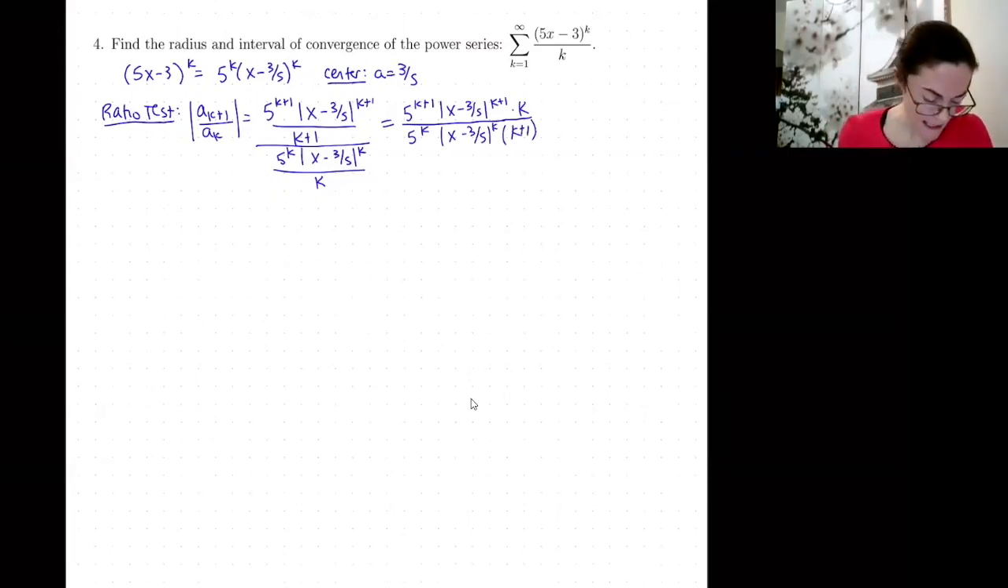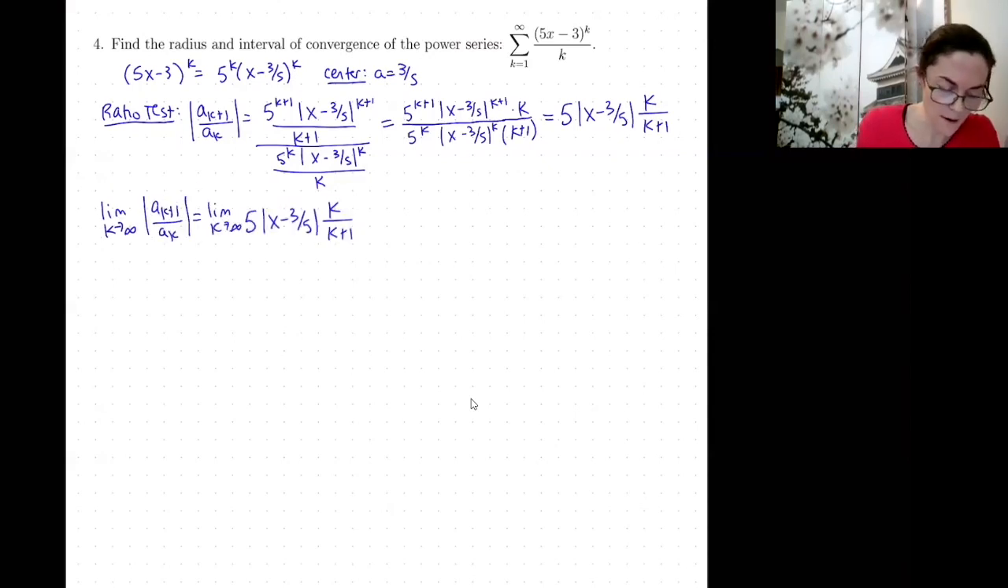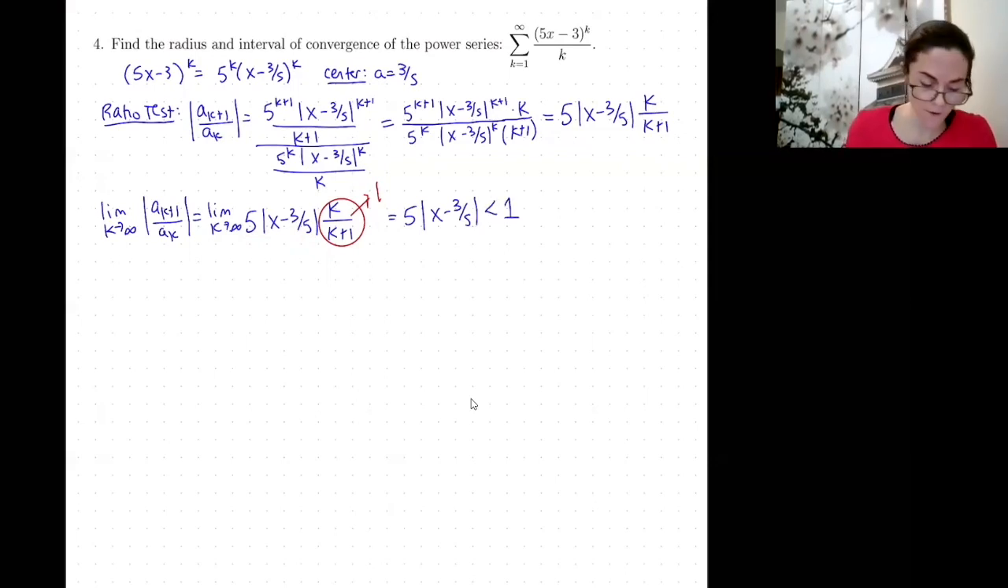Okay, now this is when the magic happens. We get a 5, absolute value x minus 3/5, and then we have times k over k plus 1. Now I'm ready to take a limit. We take a limit as k goes to infinity, absolute value, a k plus 1 over a k. This part here, there is no k in this first part. With respect to k, it's a constant. So I'm really just looking at the limit of k over k plus 1, this goes to 1. Okay, now I see what my limit is. This limit is 5, absolute value x minus 3/5, which again, set it less than 1 for convergence.